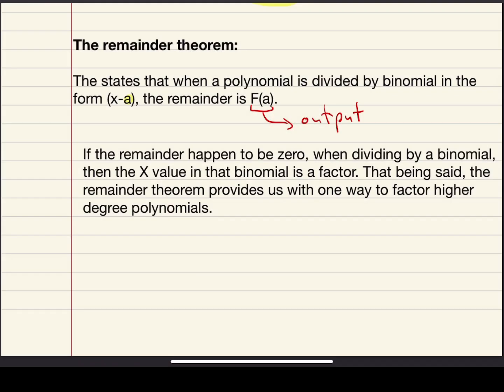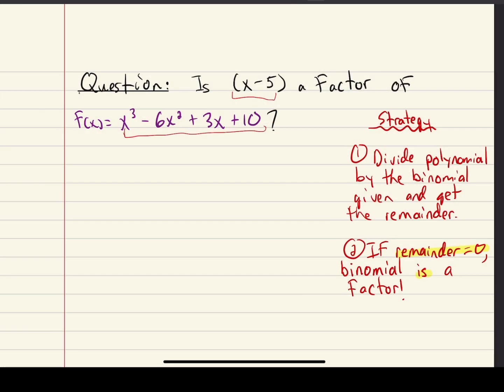So when I write f at a here, I'm really talking about the output, or the y value, or the solution. Now, if the remainder happens to be 0 when dividing by a binomial, then the x value in that binomial is a factor. Or it's one of these zeros, or one of the roots. So when we say factor, we could be referring to zeros, where the y is equal to 0 and it crosses the x-axis, or the x-intercepts, or the roots. These are all synonyms, they mean the same thing. That being said, the remainder theorem provides us with one way to factor higher degree polynomials.